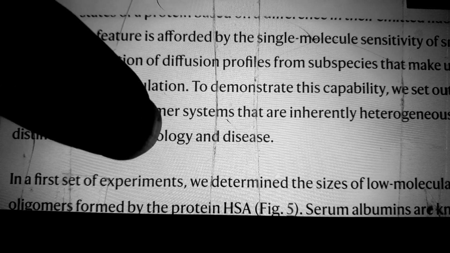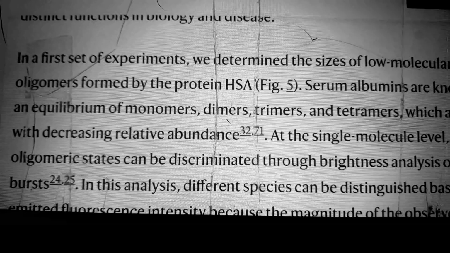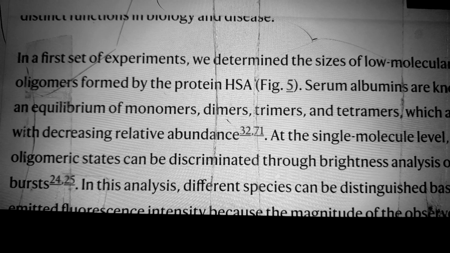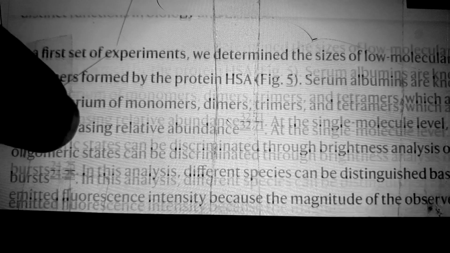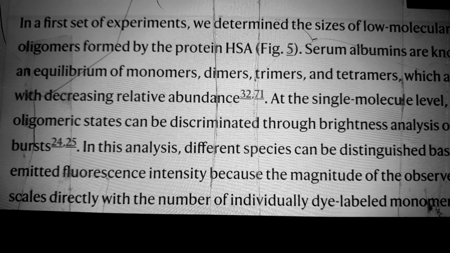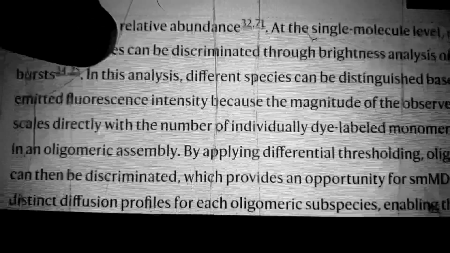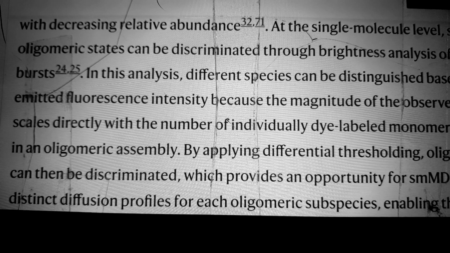in biology and disease. In the first set of experiments, the sizes of low molecular weight oligomers formed by the protein HSA were resolved. Serum albumins are known to exist in an equilibrium of monomers, dimers, trimers, and tetramers, which are populated with decreasing relative abundance. At the single molecule level, such different oligomeric states can be discriminated through brightness analysis of fluorescence bursts.